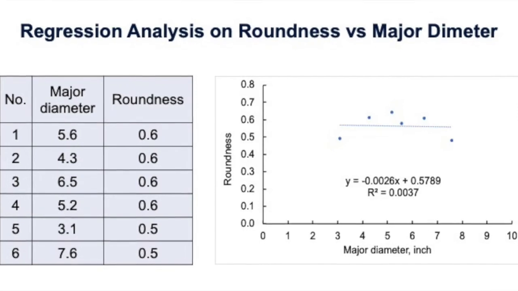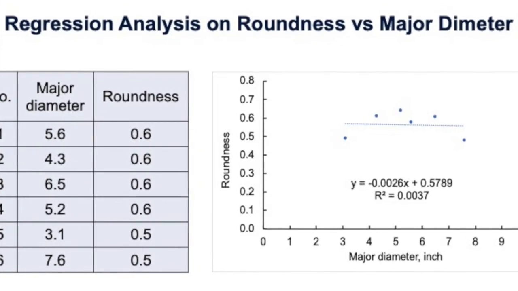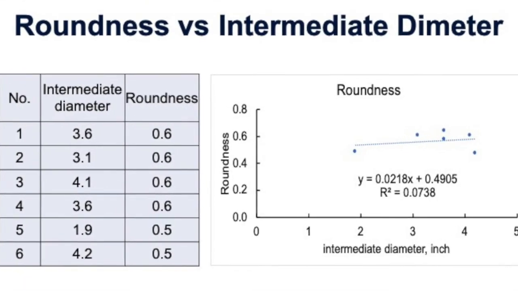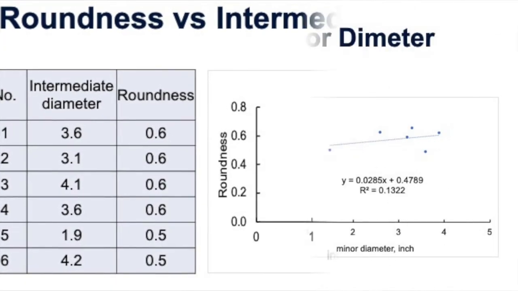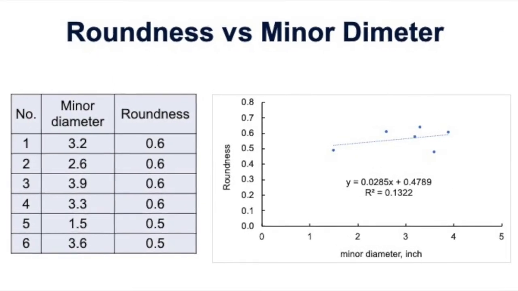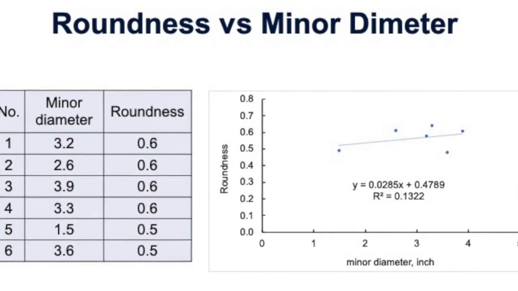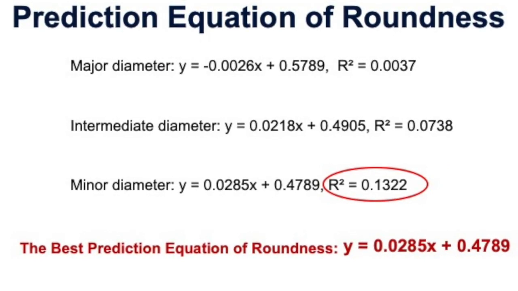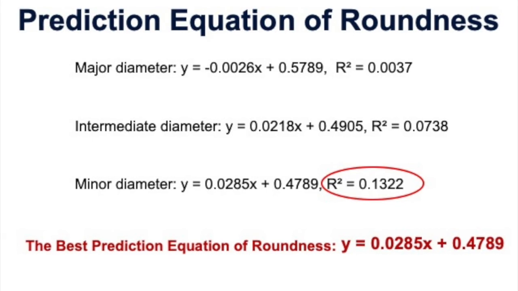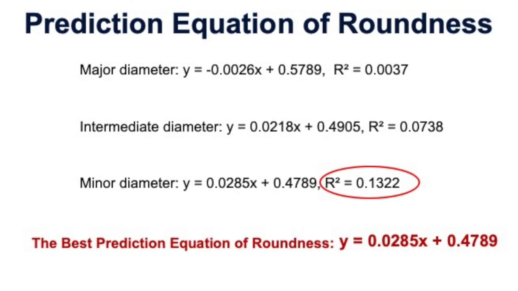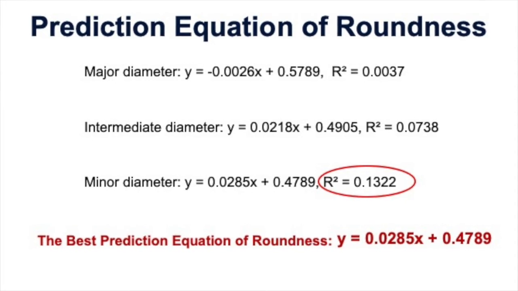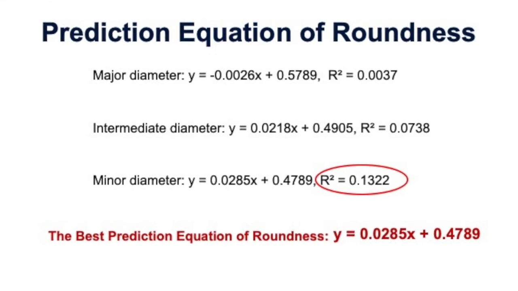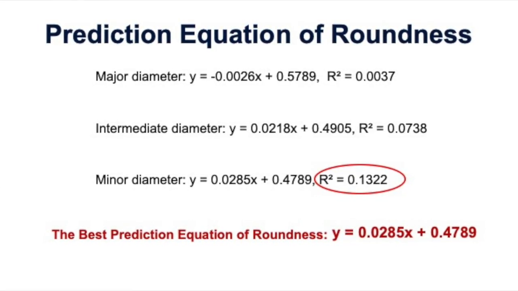For the roundness of the potato, perform a regression analysis on roundness versus major diameter, then on roundness versus intermediate diameter, and then on roundness versus minor diameter. We find that the best prediction equation of roundness is related to the minor diameter with the largest coefficient r squared. In this case, even the best r squared was very low. It means the roundness was not linearly fitting well with any of the three dimensions of the potato.